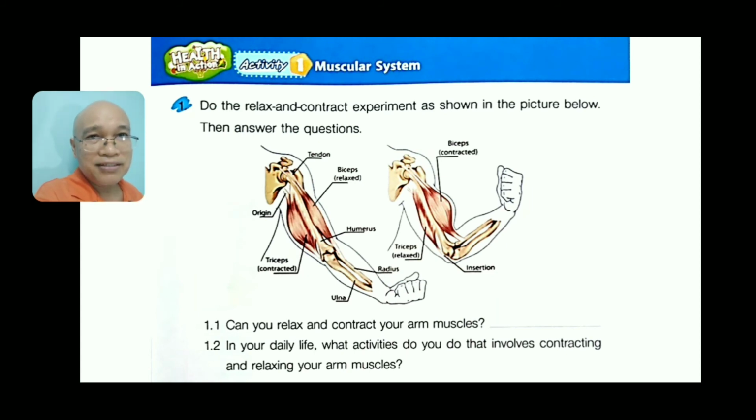Look at this activity here, number 1 for the muscular system. Now do the flexing and contracting. All right? Experiment as shown in the picture below. Then answer the questions below, right? As you can see, we have several parts of the muscles here: tendon, biceps, origin, triceps, humerus, radius, ulna. Look at the ulna there. Triceps relaxing, biceps contracting, as we already studied. And we have the insertion, all right?